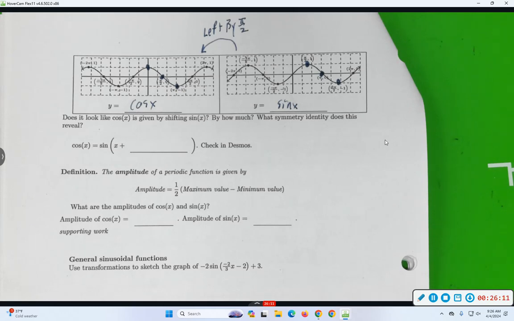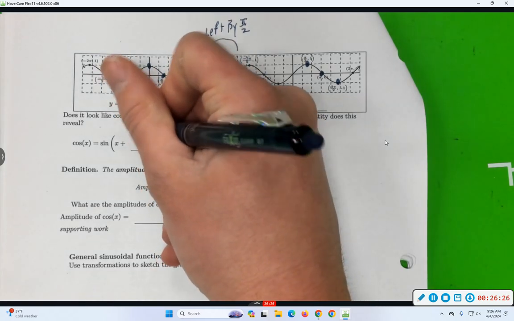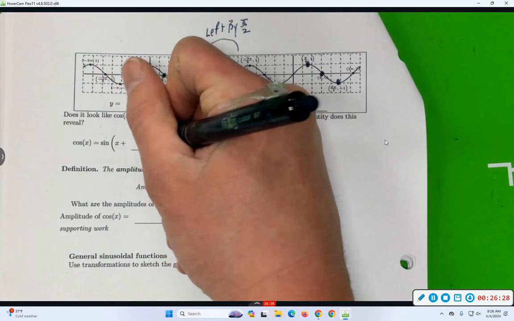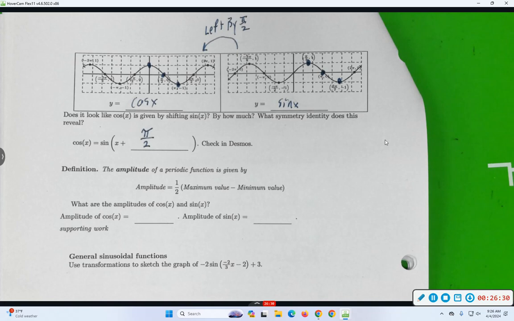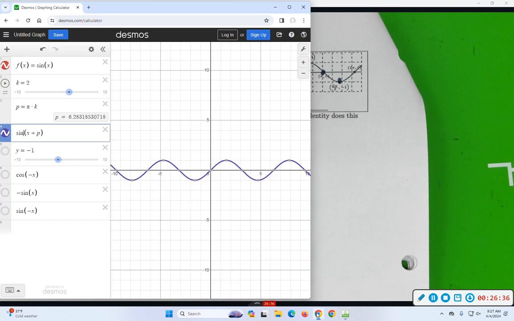So, how do you shift a graph left by pi over 2? What do you do to the function? Yeah. So, that tells you something about the relationship between sine and cosine. Cosine is the same as sine, but shifted by pi over 2. Cosine of x is equal to sine of x plus pi over 2. And you know what? Let's again just check this graphically.